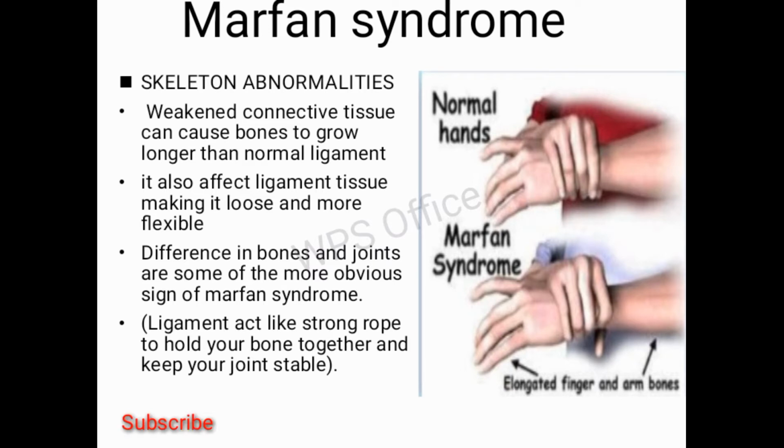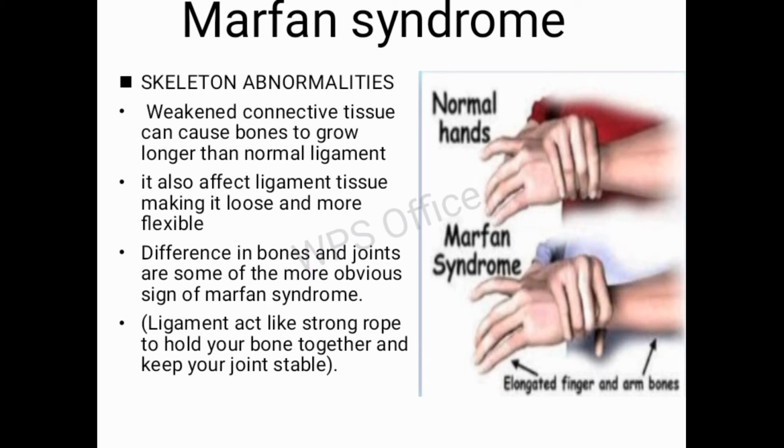As we can see in the picture, the normal hand has short fingers with a normal stature. But in Marfan syndrome, the person suffers from elongated fingers and arm bones. This is because the person can lose elasticity in their connective tissues. It also affects the ligament tissues and makes them loose and more flexible. Differences in bones and joints are some of the more obvious signs of Marfan syndrome.